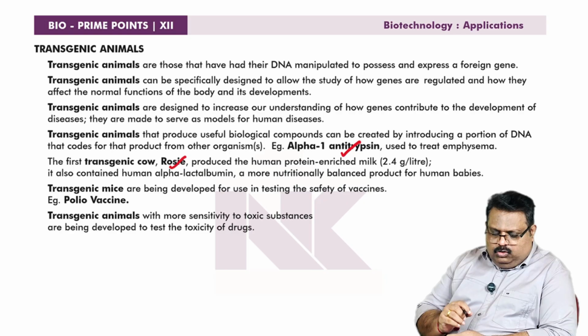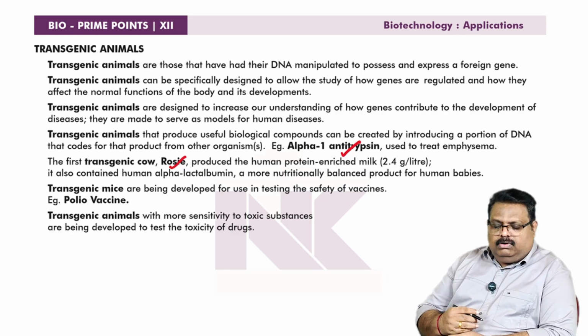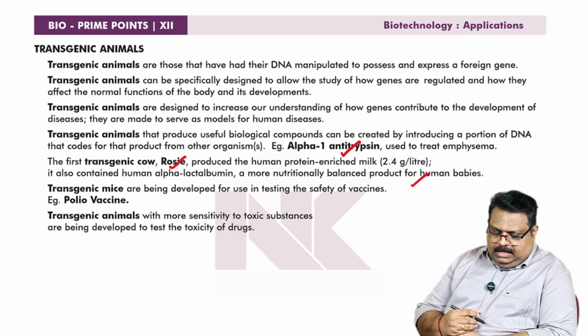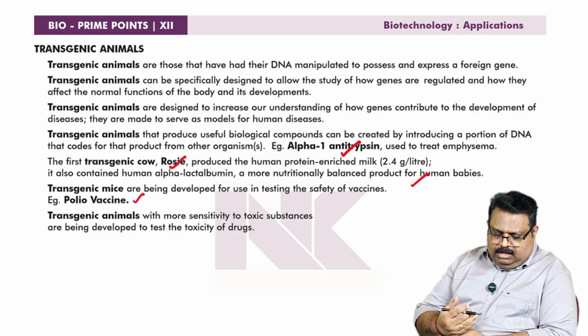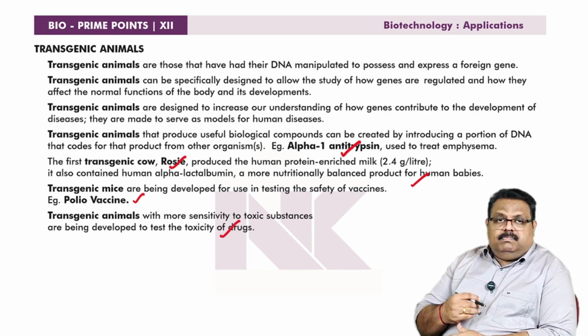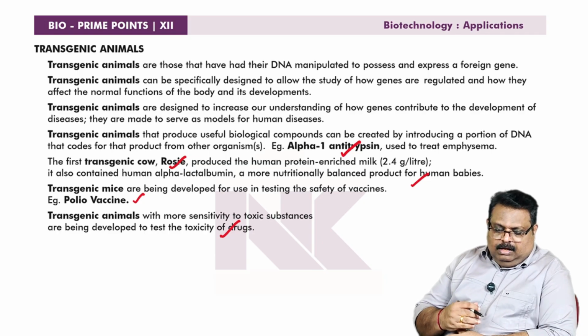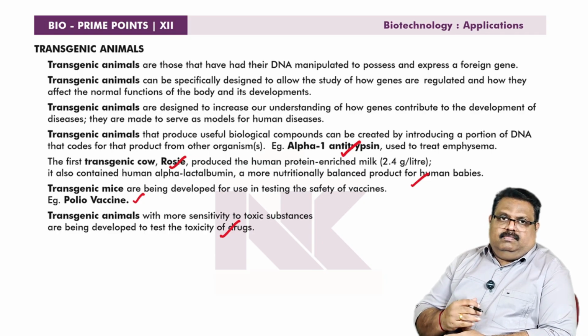It also contained a human alpha-lactalbumin, a more nutritionally balanced product for human babies. Then transgenic mice are being developed for use in testing safety of vaccine. Example, polio vaccine. Transgenic animals with more sensitivity to toxic substances are being developed to test toxicity of drugs. So all these are the applications of biotechnology by using transgenic animals.